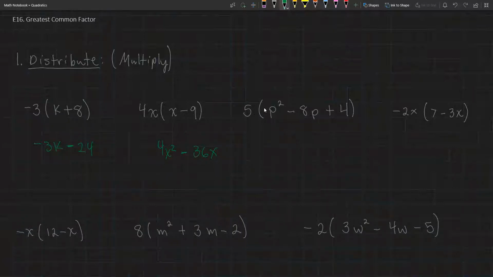There are 3 terms inside the parentheses, and a 5 is distributed to each one of those 3. So let's do it one at a time. 5 times p squared is represented as 5p squared. What is 5 times -8p? It is -40, because remember, positive times negative is a negative, and it's 40p. And last is +4 times 5. It's +20.